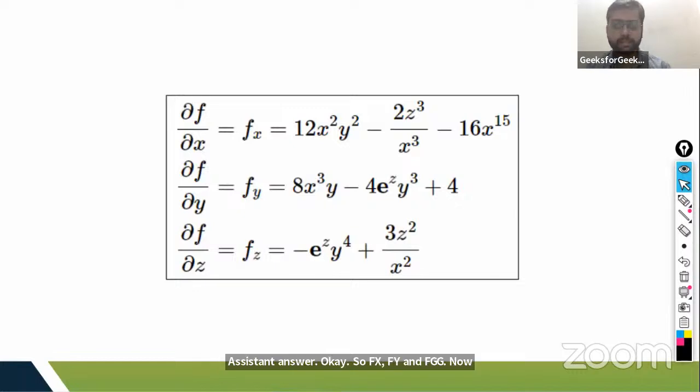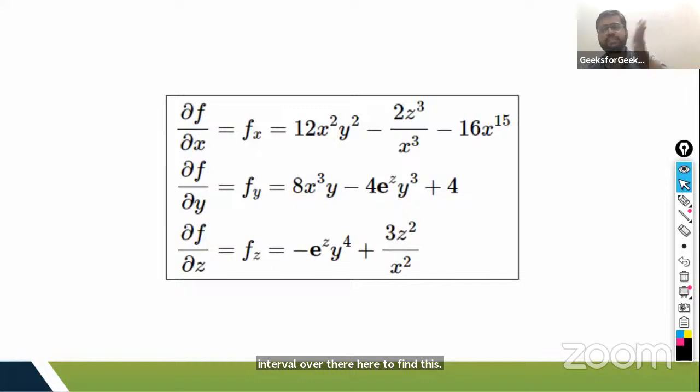Now, why is this like this? Suppose you are finding the function in maximum and minimum, or you have to find where the function is increasing or decreasing. There are multiple intervals over there. You have to find this increasing or decreasing function. So step by step, you have to do this part, okay? Like this, you have to make things clear.